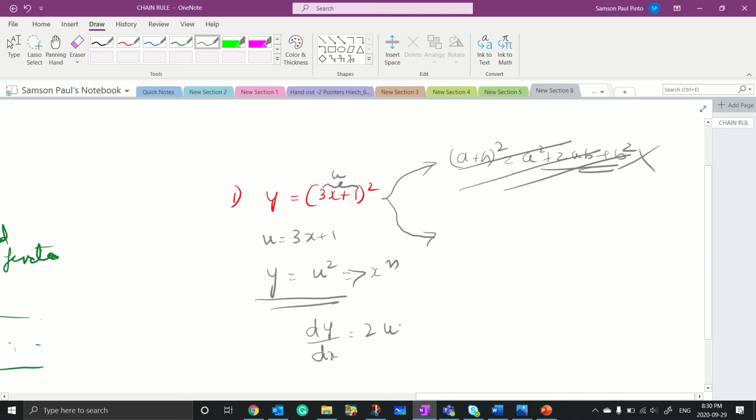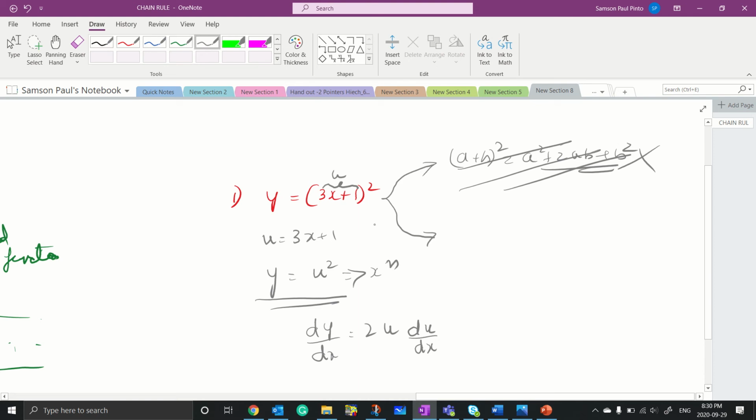Okay, now is it complete here or is there anything else to solve? Now you should remember that u is a substitution given for 3x plus 1. So again you have to differentiate u with respect to x. This is the inside function which you are supposed to differentiate with respect to x. Okay, so then your problem is complete.